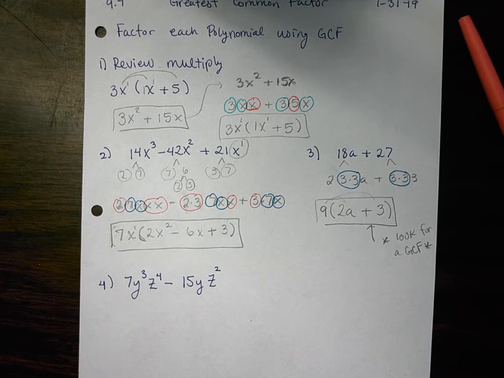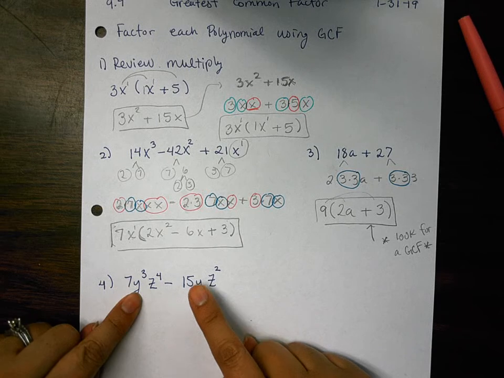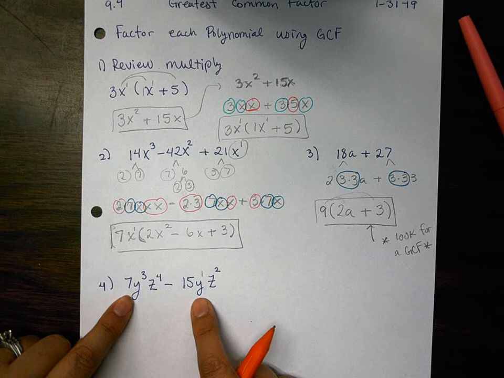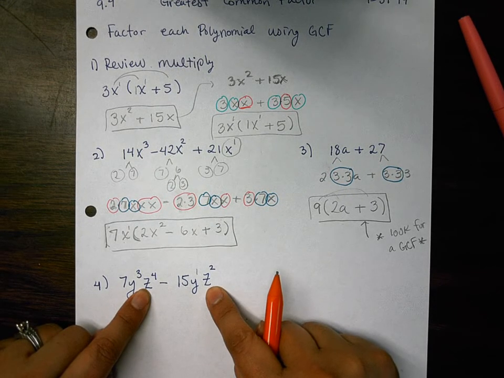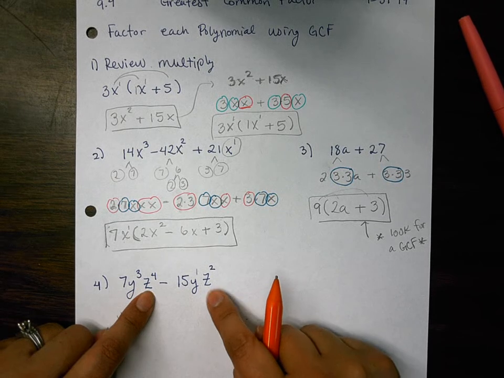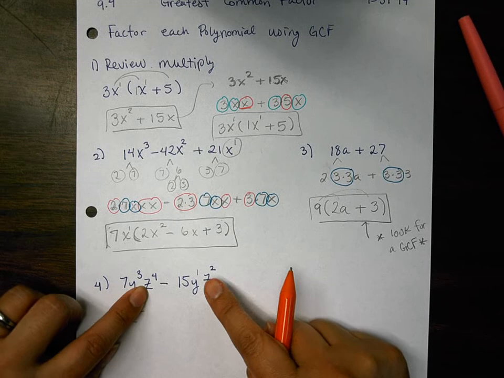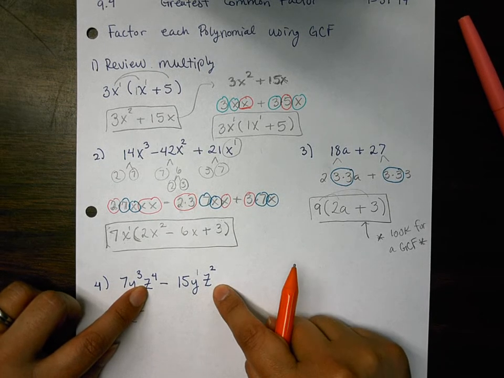So now let's look at the variables. Using the shortcut, would I use y cubed or y to the 1st? I use the smallest. Which one would I use? Y to the 1st. Would I use z to the 4th or z squared? Z squared because it is the smallest. If this one has 4 and this one has 2, the maximum amount they have in common is the squared. Does that make sense? Yes?